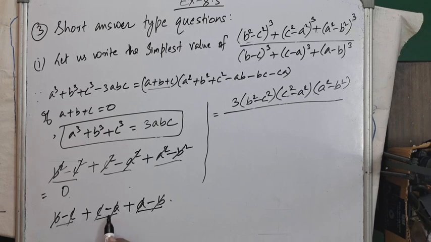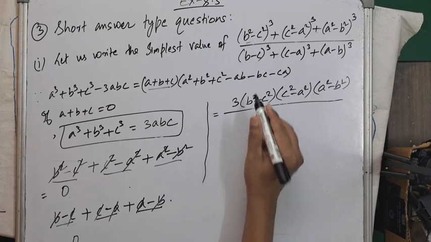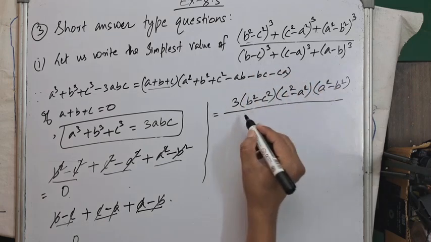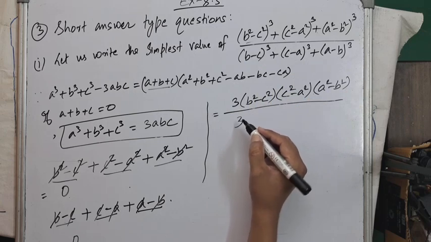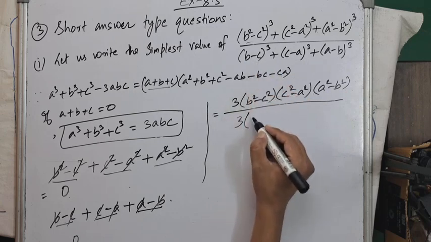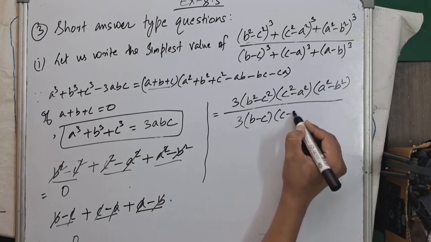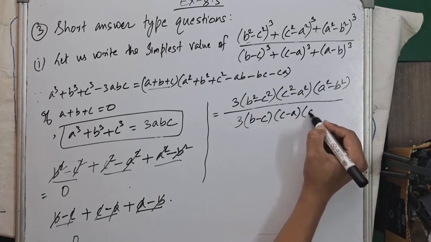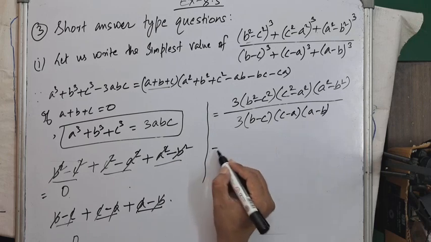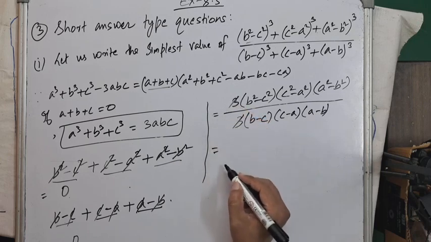So we got a plus b plus c as 0. When we have a plus b plus c as 0, then we can write a cube plus b cube plus c cube as 3abc, isn't it? What is A here? A is B minus C. And what is B? B is C minus A. And what is C? C is A minus B. Okay, this 3 and this 3 cancel out.